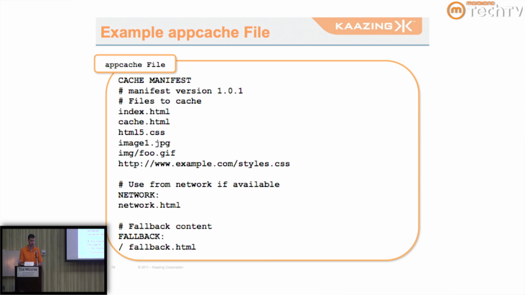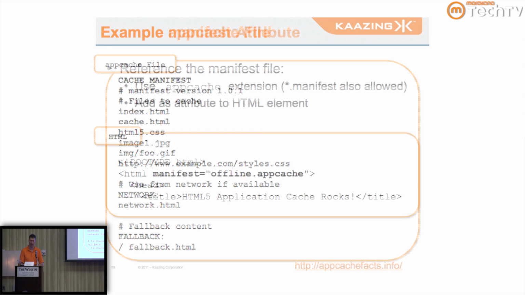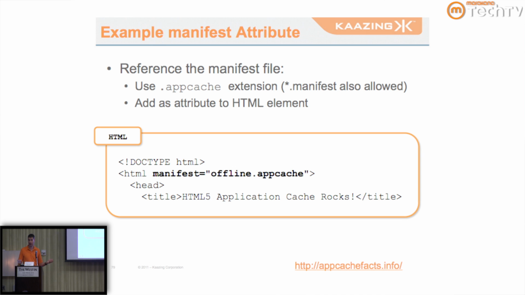It's a simple text file. You just list out all the files you want to have in your application. Again, there's some specific little things like the network and fallback sections. We're not going to go into the details, but you basically just create a list of all the files that are part of your app. And then you reference that file simply from the HTML element. So you give it manifest equals and then point to the file. It's that simple. Running a page like this in the browser will first load that page and then read that file and then load everything into the application cache.